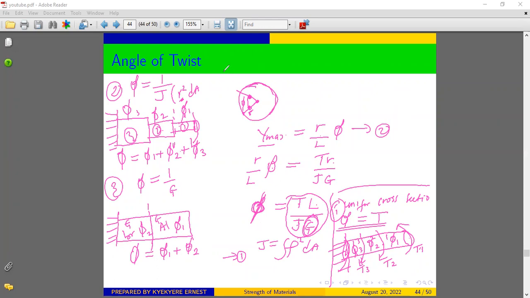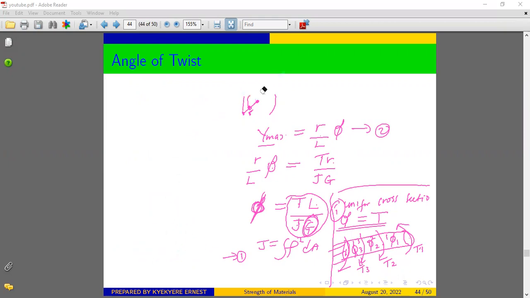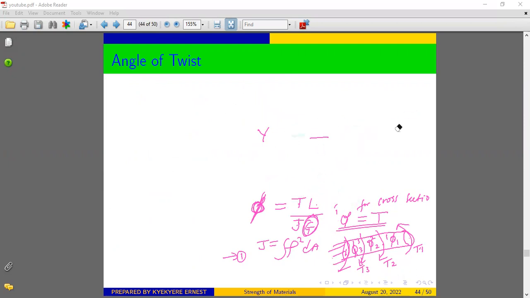So this is where you can divide your sections into individual sections and be able to calculate the total angle of twist. What if the diameters are not uniform? You cannot divide the diameter into sections. So in that case, you have a material whose diameter keeps on changing along the length of that shaft or along the length of that structure.